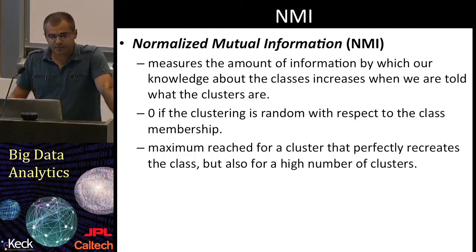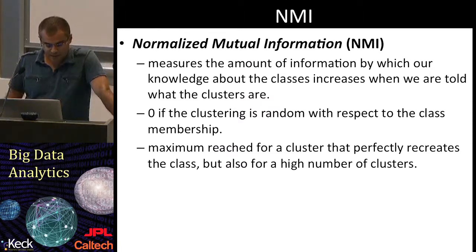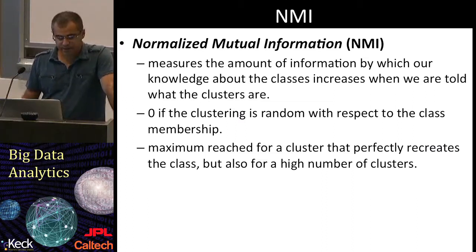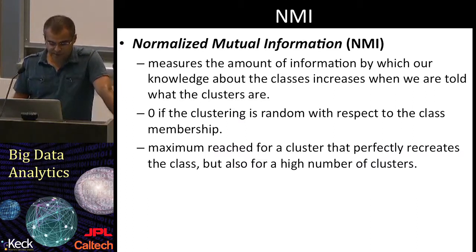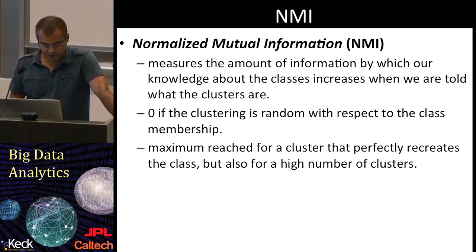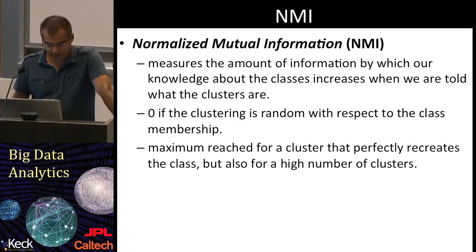Now, the normalized mutual information, or NMI, measures the amount of information by which our knowledge about the classes increases when we are told what the clusters are. But this measure has the same problem as purity, because it doesn't penalize large cardinalities. While we usually want to follow the rule that fewer clusters are better, other things being equal.